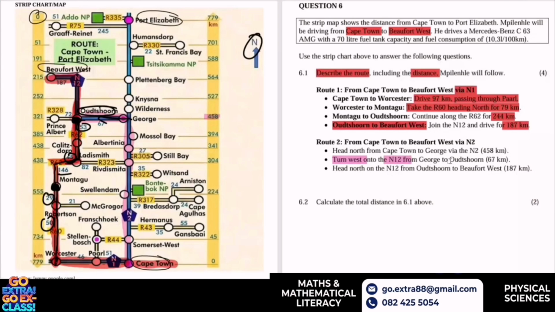Then from George to this town here, which I've already mentioned, the distance there is about 67 kilometers. And when you get to this town, you know already it is the same distance as the previous point. It's the same as this one. You head north on N12 from this town to Bedford West, and it's the same distance.